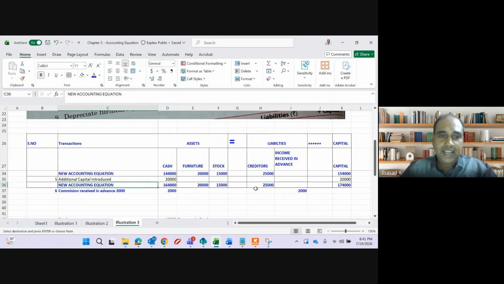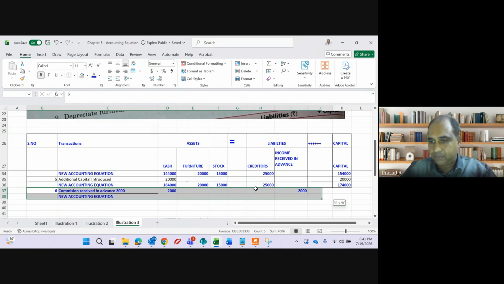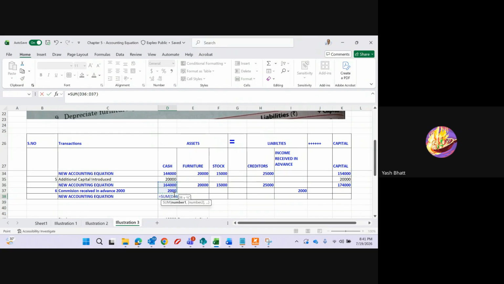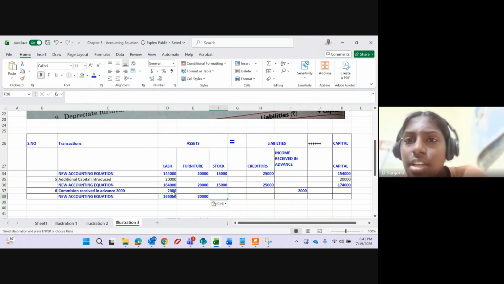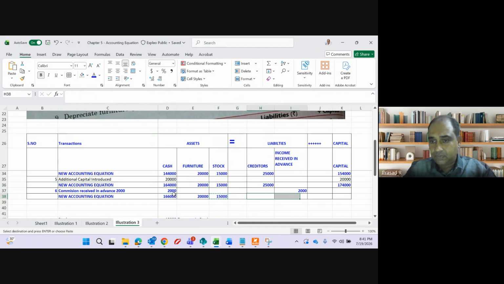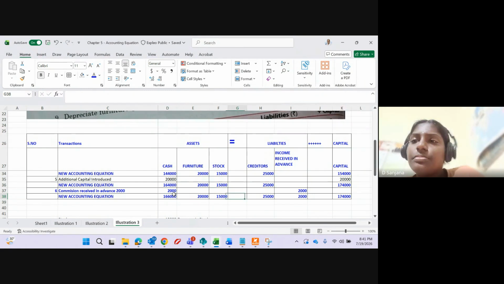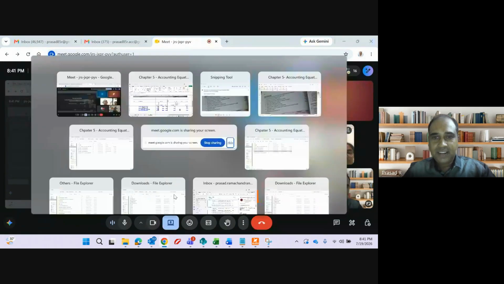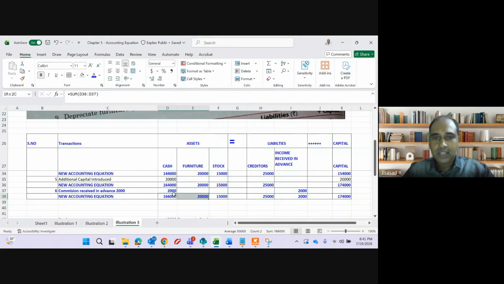Next step, new accounting equation. Total with me, guys. Fast. You have to be faster than me. 1,68,000, 66,000. So 1,68,000. Any doubt, guys? I have a new liability. Now I have two types of liability: one is creditor, another is income received in advance. And how many types of assets? Three types: cash, furniture, and stock.